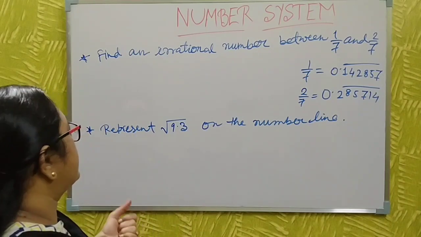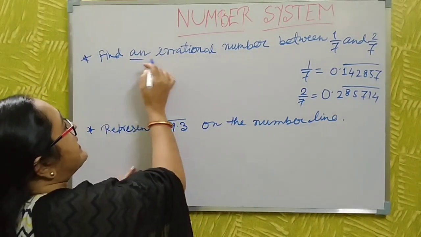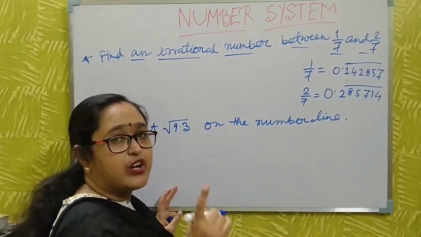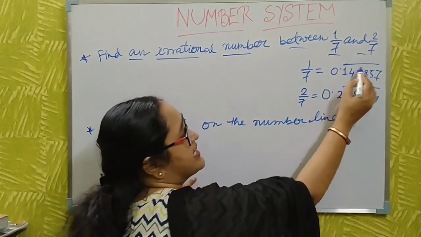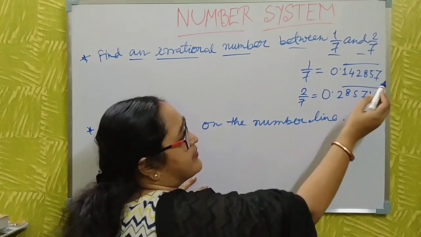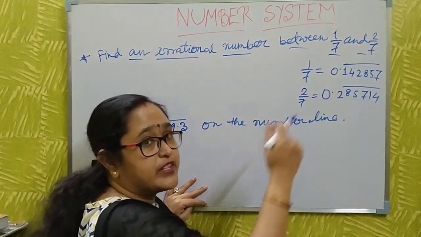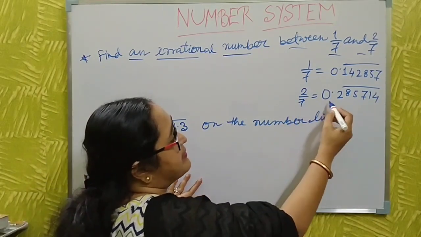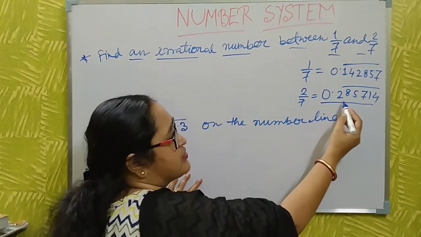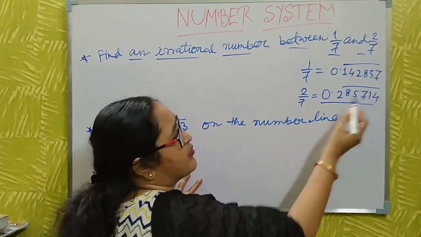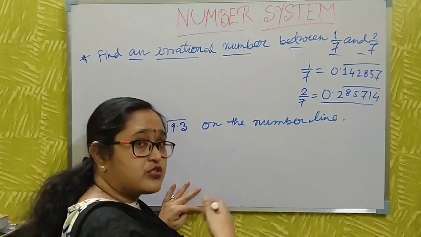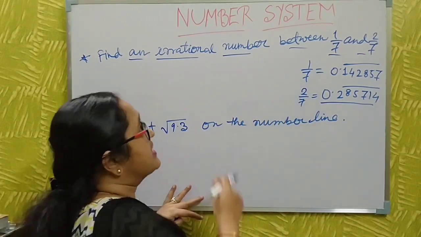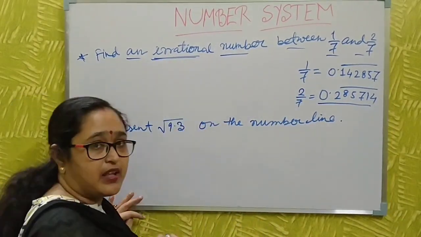Now I give the question: find an irrational number between two rational numbers. Because this is a rational number, because there is a bar. 1, 4, 2, 8, 5, 7. Then again 1, 4, 2, 8, 5, 7 repeats. I already divided. Okay. Now 2 by 7 you can also divide. This is 2, 8, 5, 7, 1, 4 also. This also repeats. Then you put between the two numbers an irrational number.